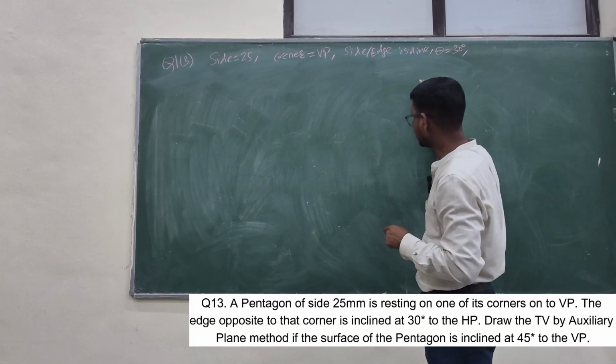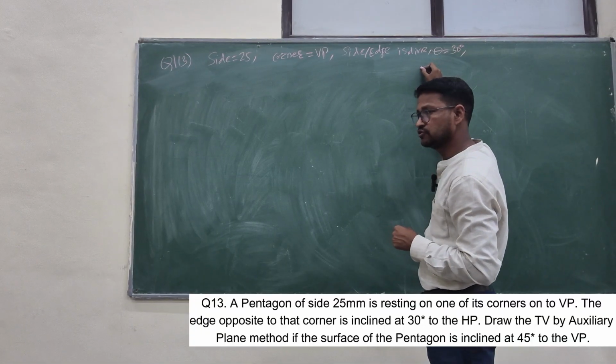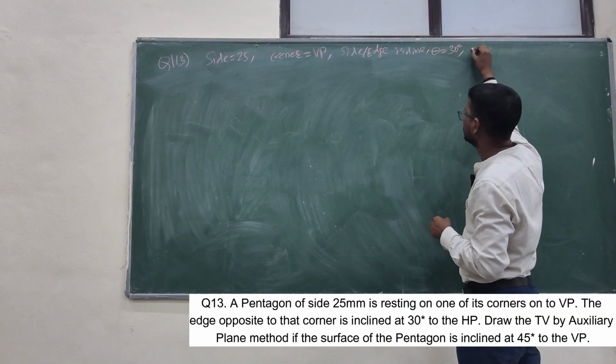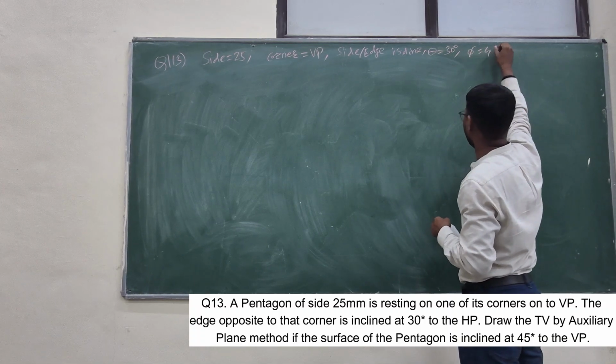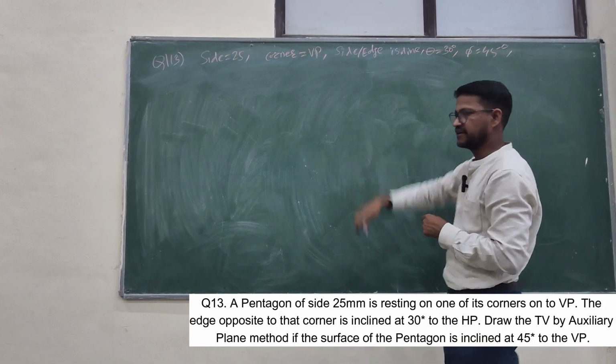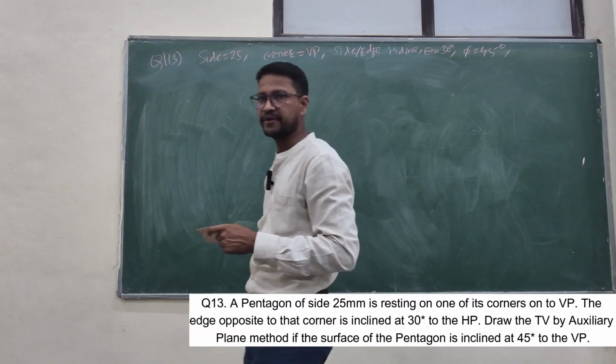That time phi is equal to... If the surface of the pentagon is inclined at 45 degrees to the VP, so how much? 45 degrees. So phi is equal to 45 degrees.